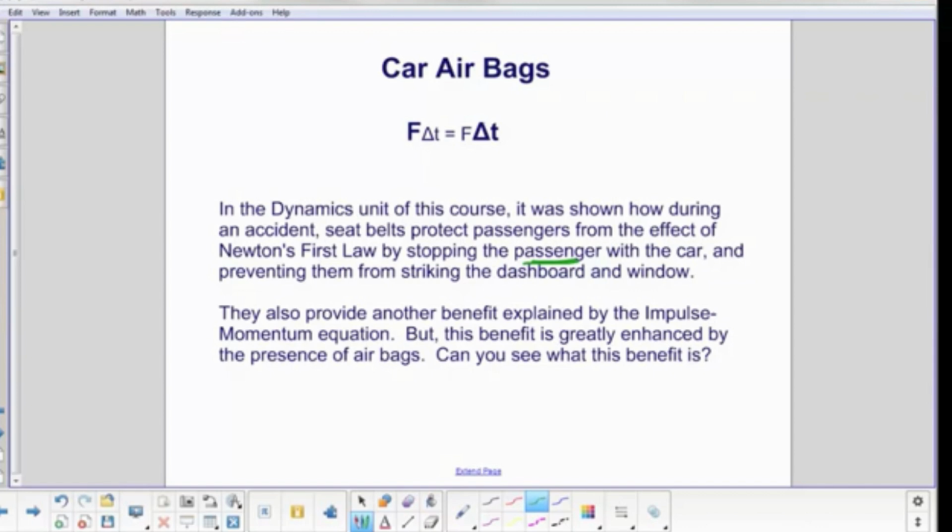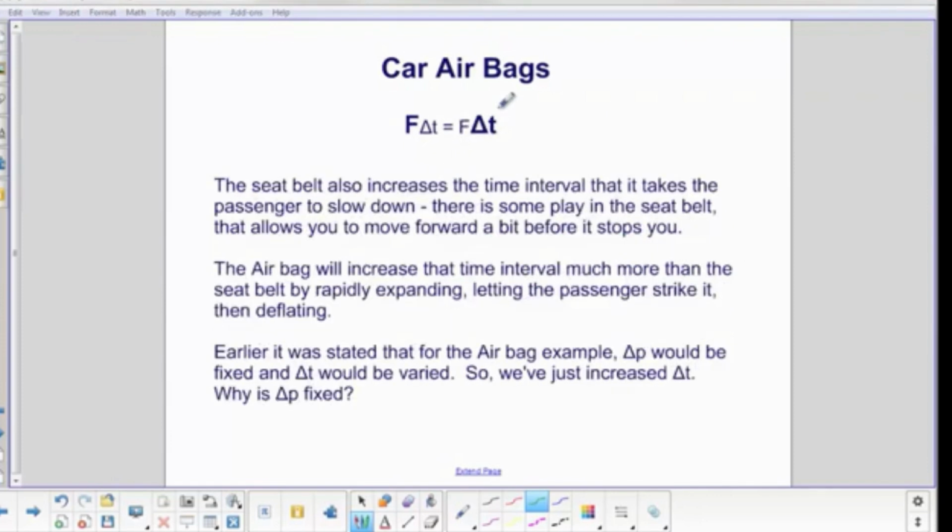Take a second before you go on to the next slide and see if you can figure it out. The time interval delta t. The seat belt increases the time interval that it takes the passenger to slow down. You don't go flying forward and hit the glass. The seat belt has a little play, so you move a little bit, but then it slows you down when it tightens up. The biggest effect here is the airbag.